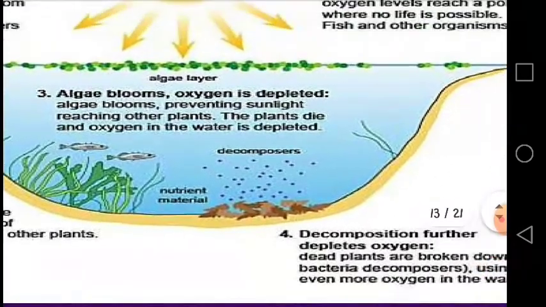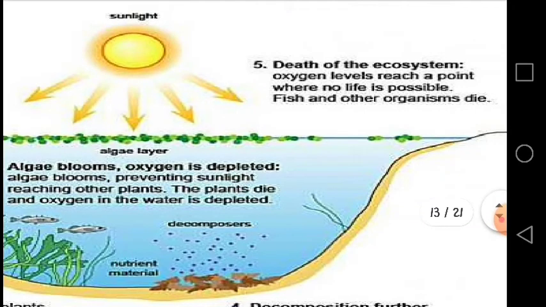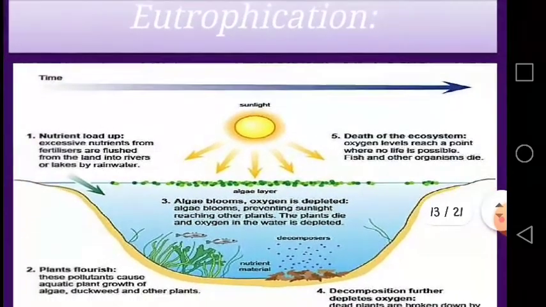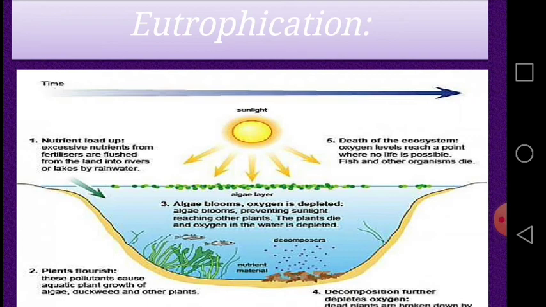Fourthly, decomposition further depletes oxygen. Dead plants are broken down by bacteria, the decomposers, using up even more oxygen in the water. And lastly, the death of the ecosystem. Oxygen levels reach a point where no life is possible. Fish and other organisms die. So this is how eutrophication is very dangerous for life, and this is because of the nutrients, specifically the fertilizers, nitrates and phosphates.